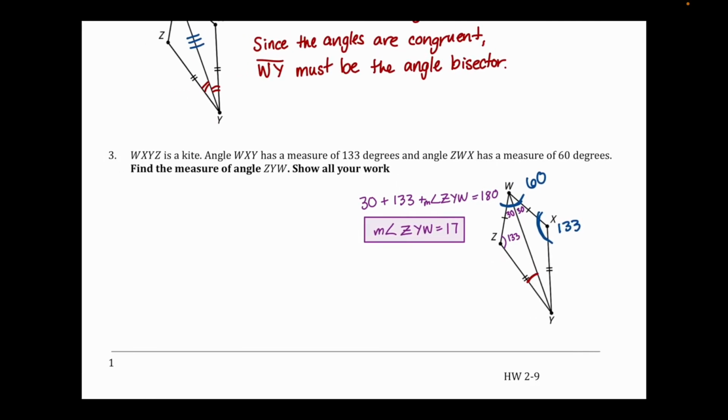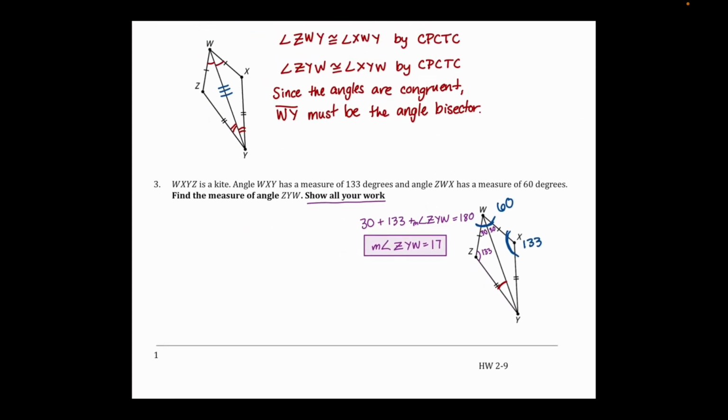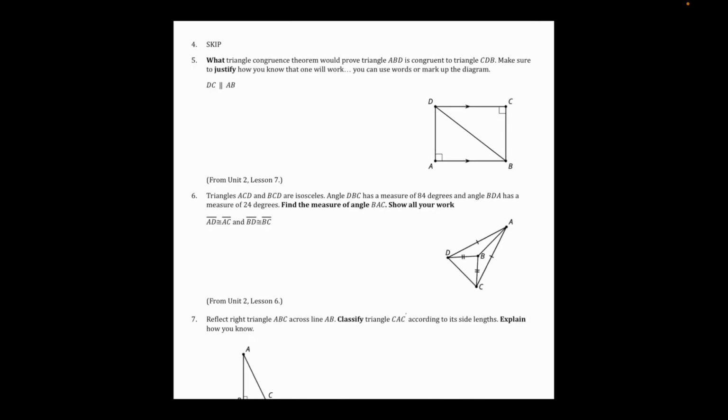So showing my work here, because I am supposed to show all of my work, was labeling the big angles and then sort of labeling what I know from there. I don't have to actually put CPCTC on that, or state reasons, I can just show those pieces. Let's keep going. We're going to skip question 4, and we're going to actually do question 5.